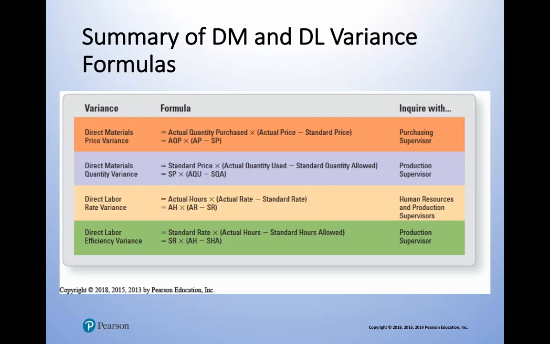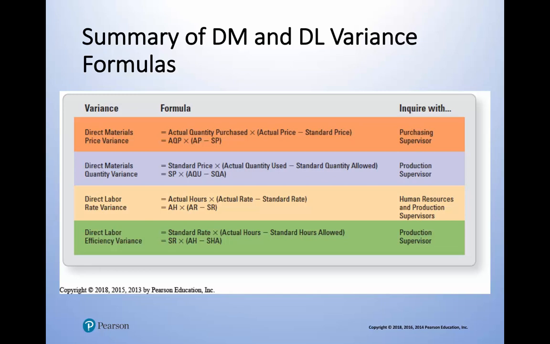Okay, so here is another really good slide. One, it tells us all of our formulas. So if you're taking notes at home, or if you print out some slides, this is a great one for you to add. It also tells us when we have these variances, should we be talking to the purchasing supervisor, the production supervisor, or HR. So depending on which variance we've just calculated, it tells us who is the primary responsible party for that, right?